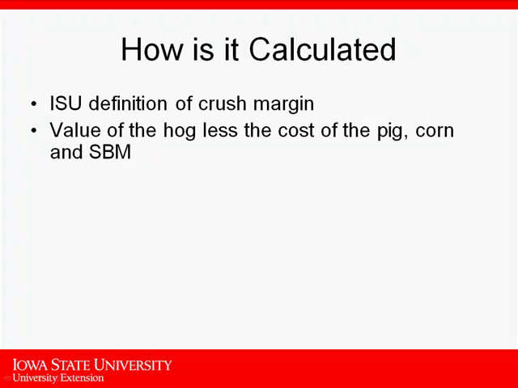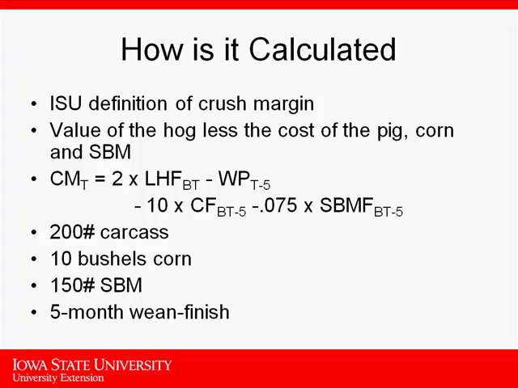So my definition is simply the value of the hog less the cost of the pig, less the cost of the corn and the meal. Now Mark had all other costs on there on his margin, but I'll show you how we approach it. So for you mathematically and algebraically inclined people, we're simply taking 2 times the live hog futures at the time we're going to sell the hog, so a 200-pound carcass. We're subtracting the price of a weaned pig 5 months earlier. Not 6, not 5.5, not 22 weeks, 5 months earlier. 10 times the bushel of corn, 5 months earlier. And 150 pounds of soybean meal, 5 months earlier.